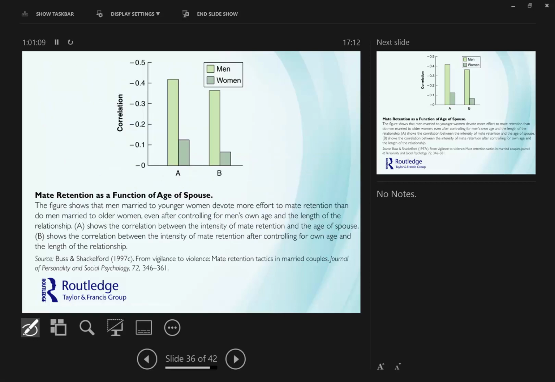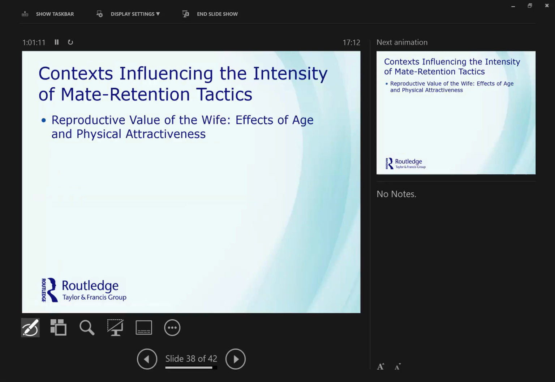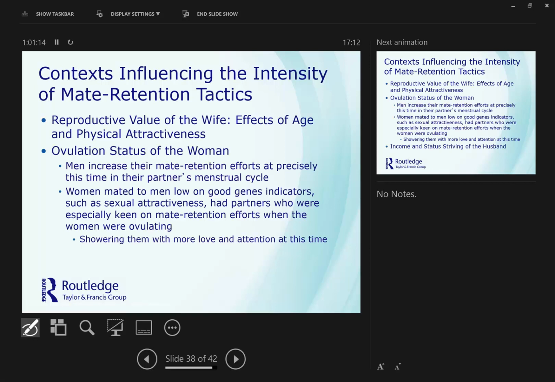So there you go. It's not too surprising, right? Ovulation. So when women are ovulating, men are going to be more likely to do this. That makes a lot of sense.